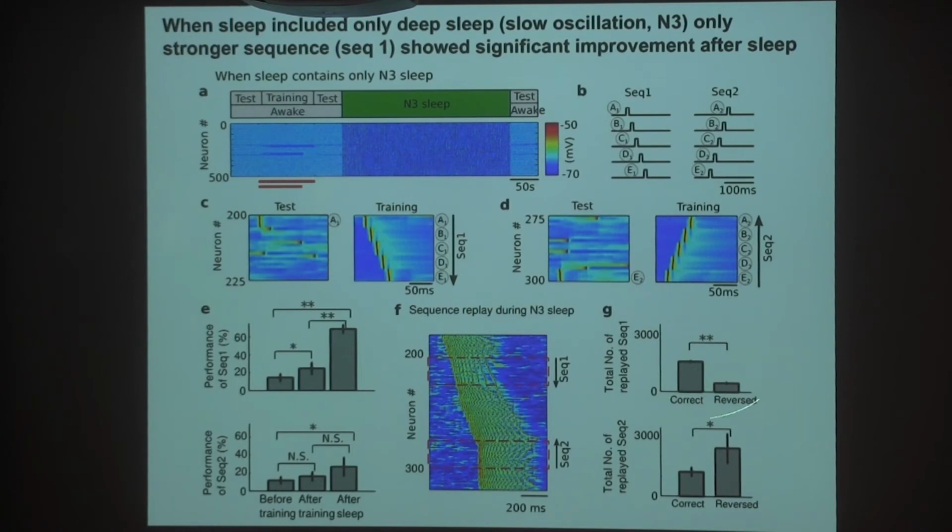So for sequence 1, most of them are correct. For sequence 2, actually, most of them are incorrect. So obviously, this replay of that sequence somehow interferes with replay of another memory. And as a result, we have no significant improvement in performance.